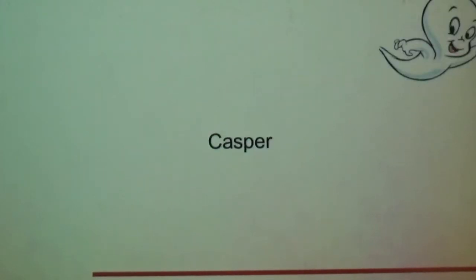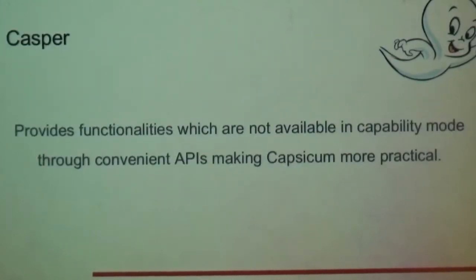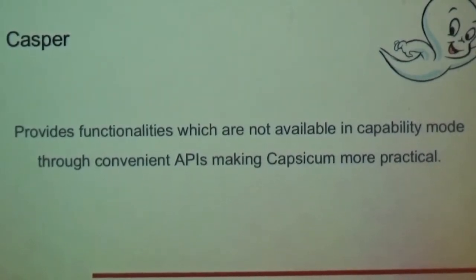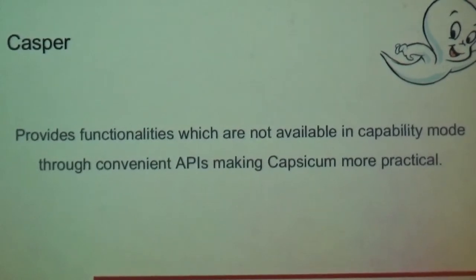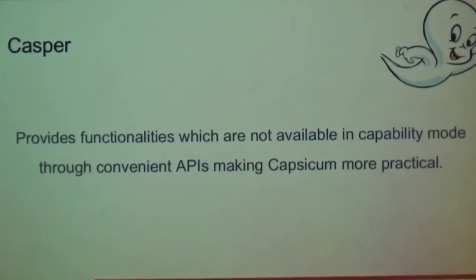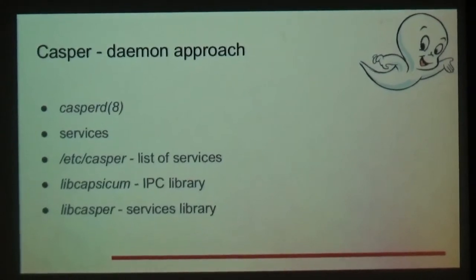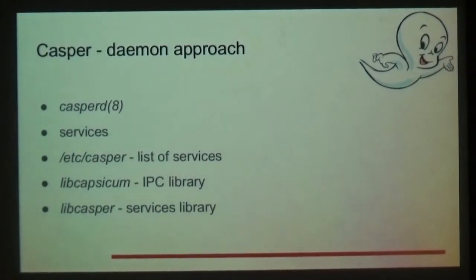was created. So Casper allows us to provide functionality which is not available in capability mode by a very simple API, which is very similar to the original one. So the first approach which was implemented was Casper as a daemon. We had a Casper which started with the operating system. We had some services which were executed.